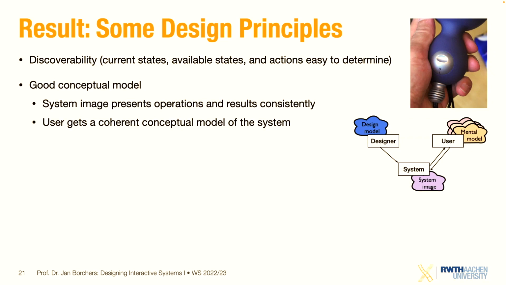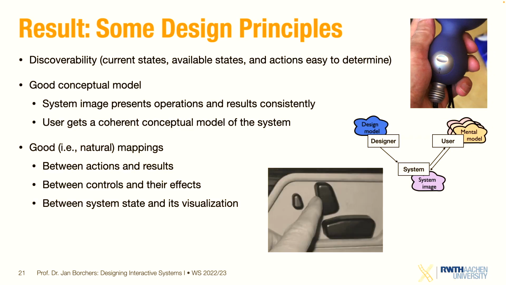Remember the Windows 95 trash can, right? That broke that idea, where the magician kind of failed to keep his illusion up. And then we have the user, when they do interact with that system image, getting a coherent conceptual model of the system. And finally, good mappings, so natural mappings, can be between actions and results, or controls and their effects, or between the system state and its visualization. And all of these should be natural ones, so that they are easy to remember and help us use technology.